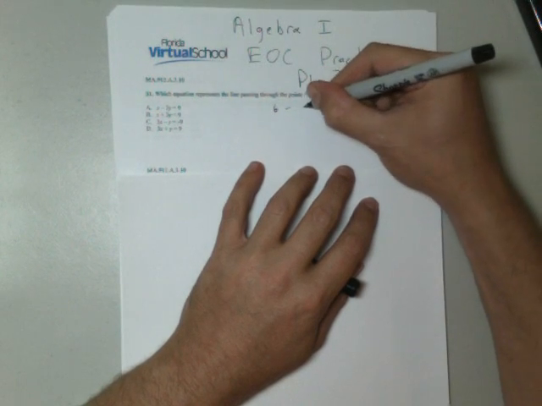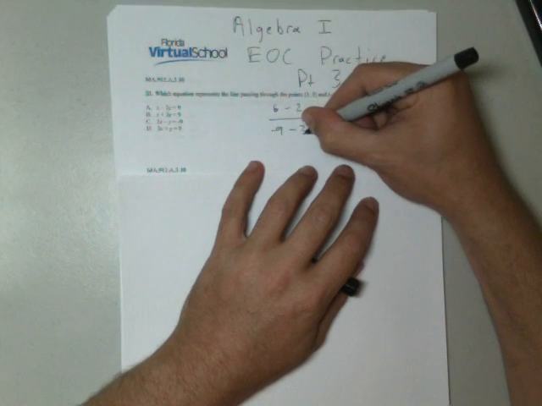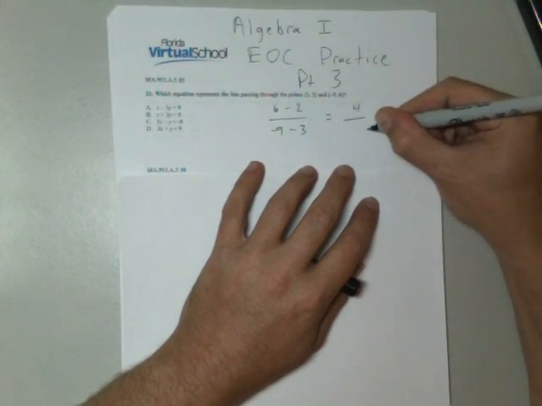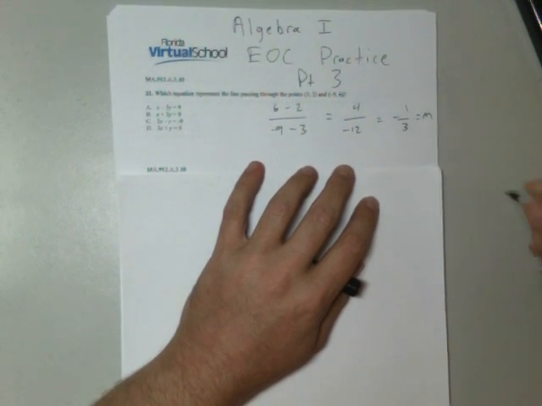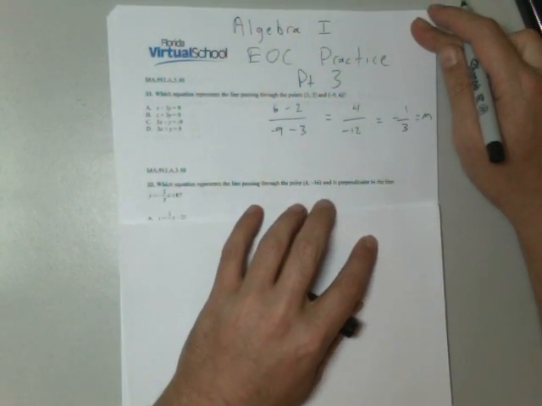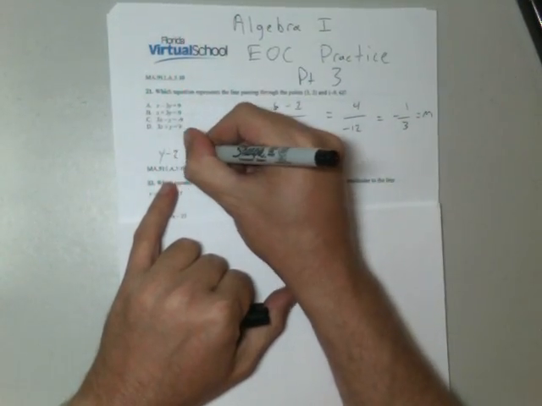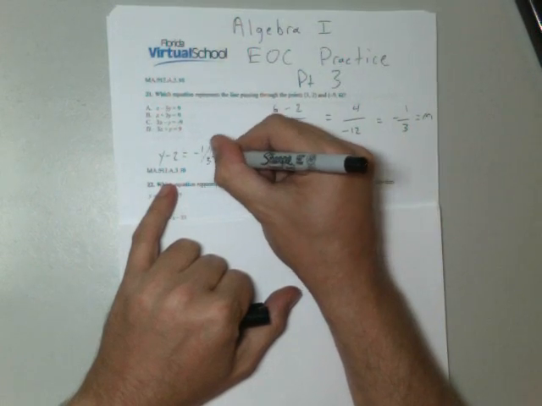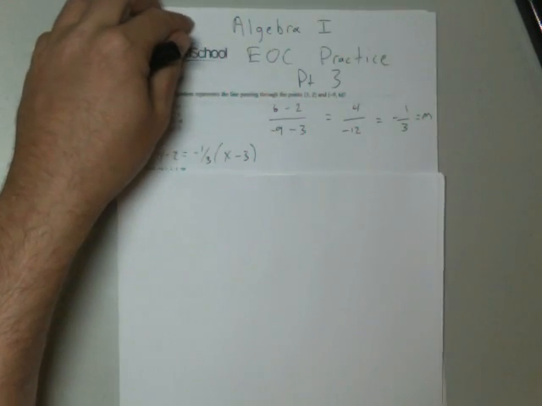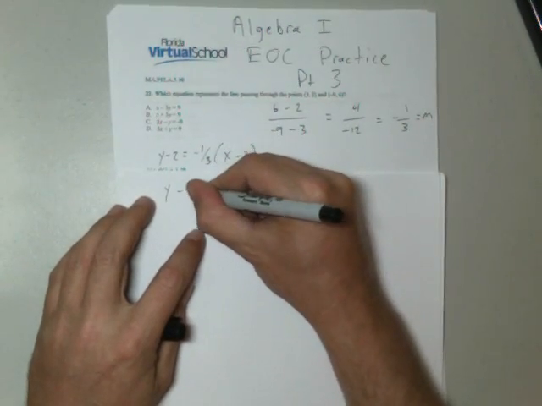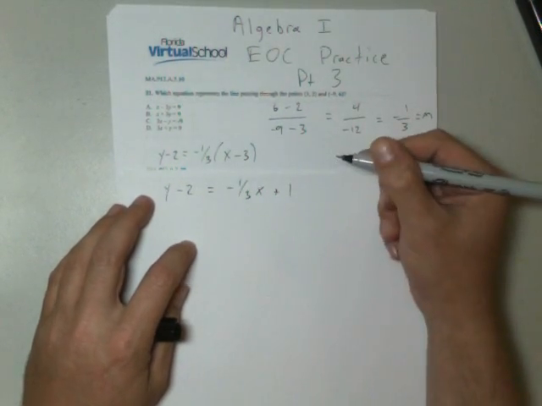y2 minus y1 over x2 minus x1 reduces to negative 1/3. That's our slope. Now I'll use the point (3, 2). y minus 2 equals negative 1/3 times (x minus 3). y minus 2 equals negative 1/3 x plus 1.